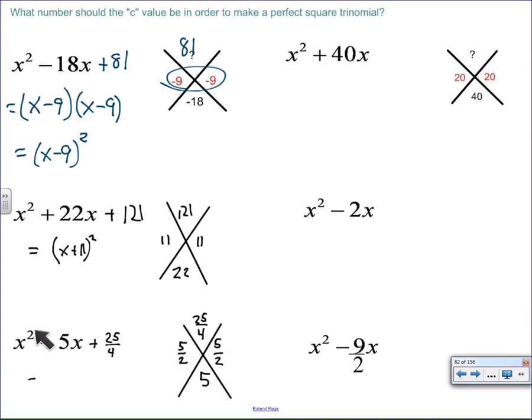And then I can actually say this is factorable. What numbers multiply to give me 25 fourths that add up to 5? The answer is 5 halves and 5 halves. So my two factors are x plus 5 halves times x plus 5 halves, or x plus 5 halves squared.